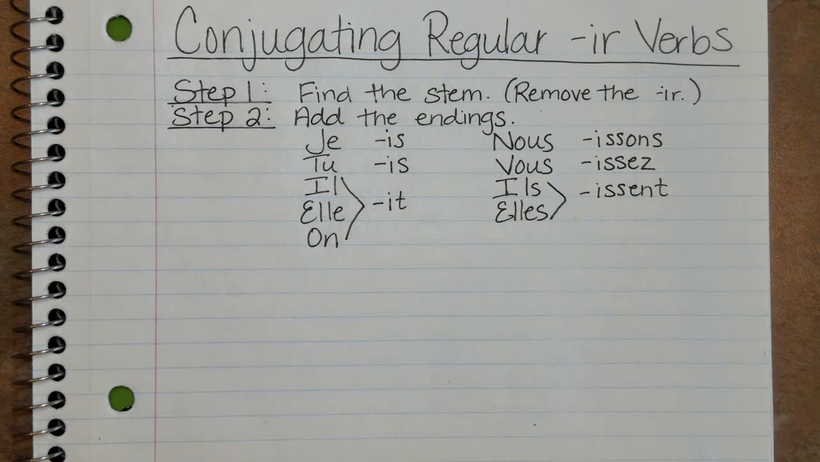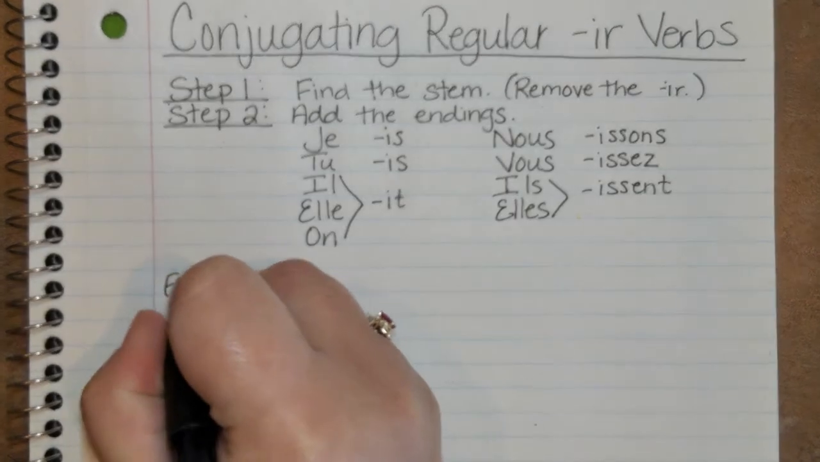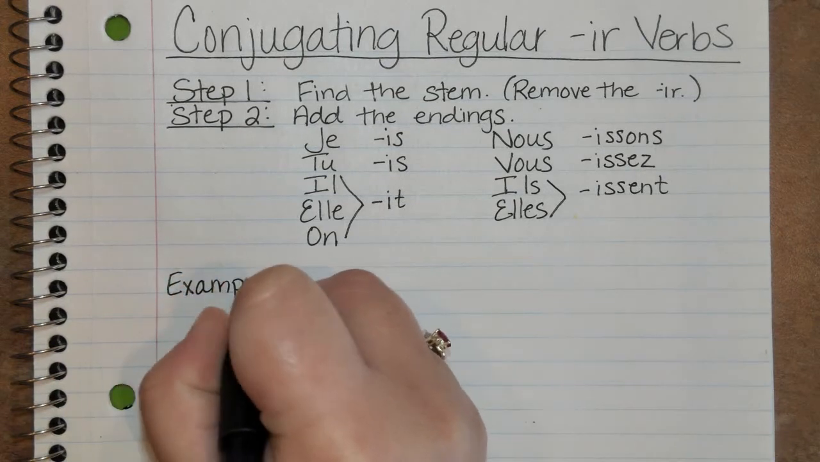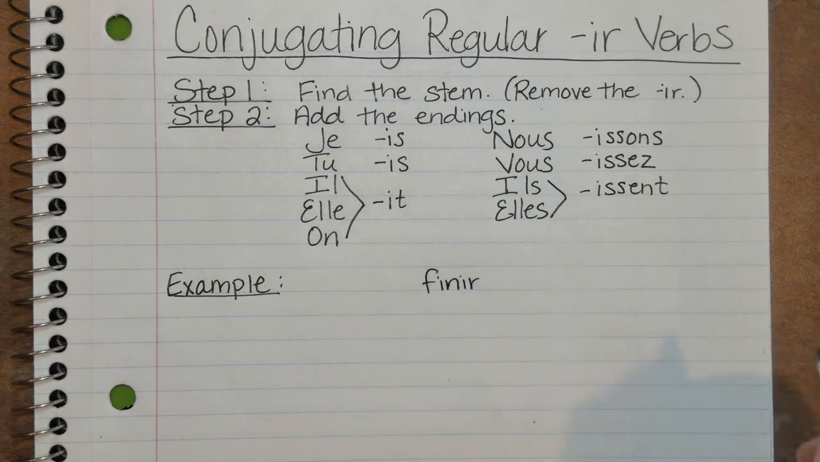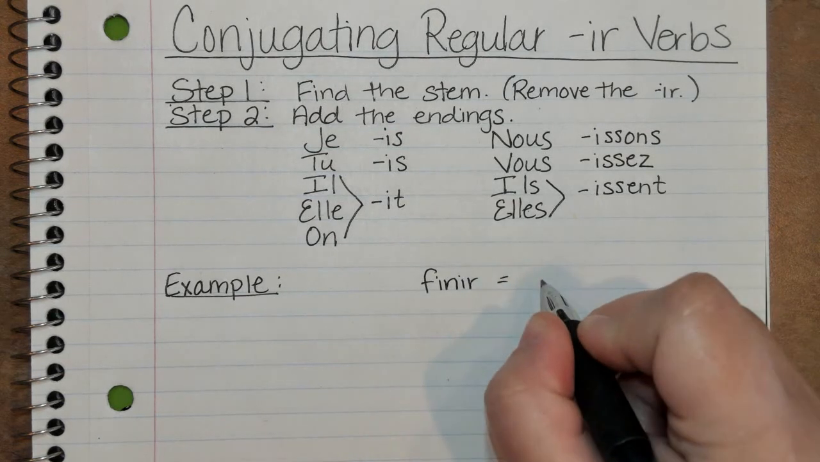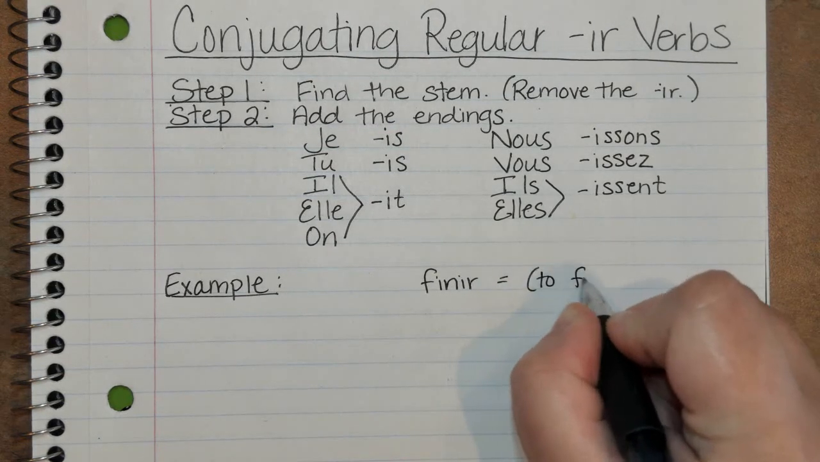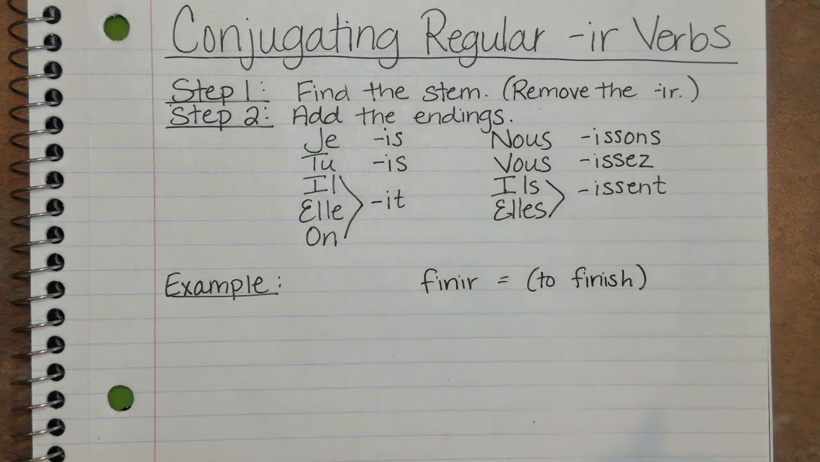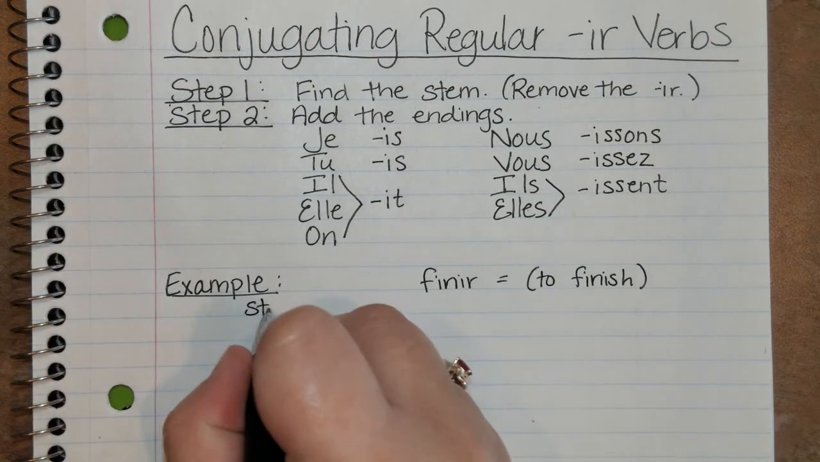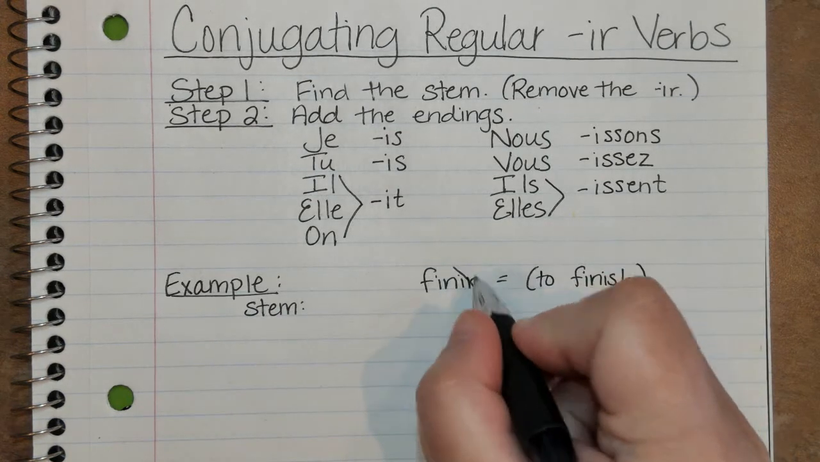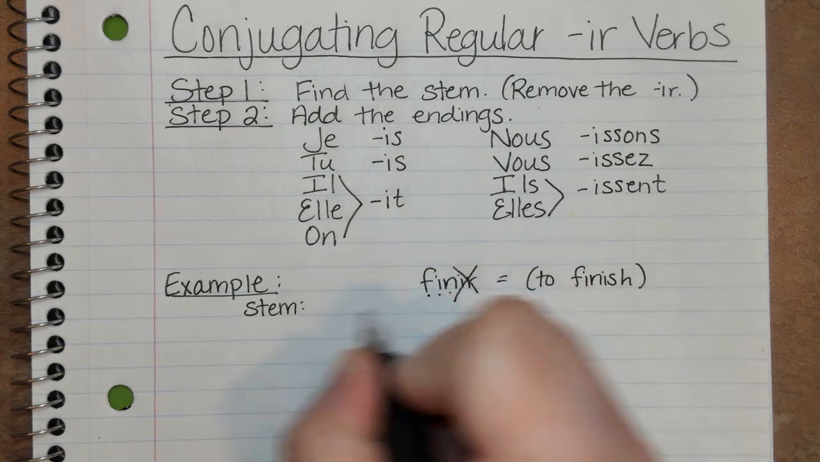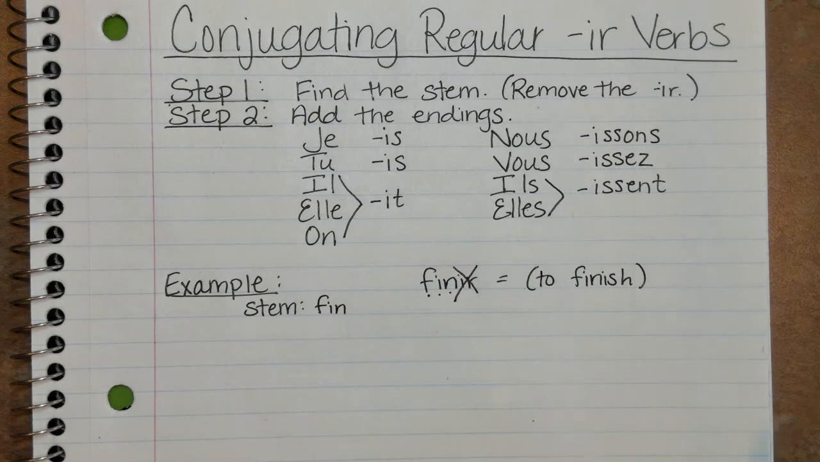We'll look at the verb finir, because that's a really basic, frequent IR verb. It means to finish. And step 1 is find the stem. So what will our stem be? Well, to find our stem, we take off the IR. So we're left with FIN. So our stem is FIN.